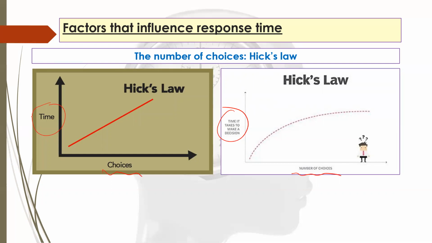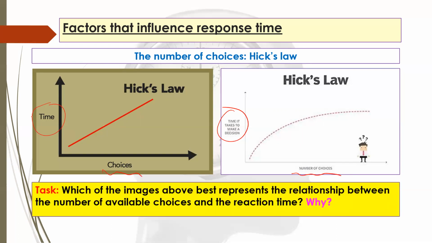But there's a slight difference in the two graphs here. So which of these do you think best represents the relationship between the available choices and the reaction time? So they're similar up to a point, but then this one plateaus out here and this one continues to go up. Which one do you think is accurate and why? You don't have to write an answer down, but just take a moment to think about it.